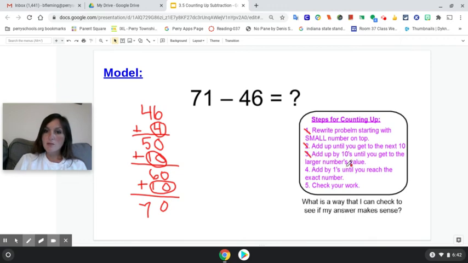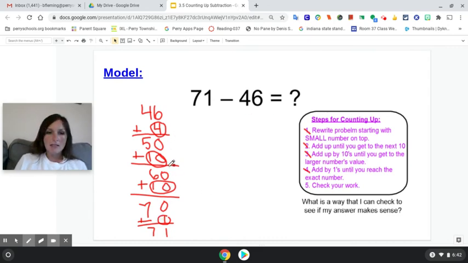Well, the fourth step here says add by ones until you reach that exact number. So how would I get from 70 to 71? Well, there's 70, 71. So I just had to count by one more. So I'm going to go ahead and circle that. Now I've done all of these steps. And something that I left over here in our steps is to go back and add all of the numbers that I added up, that I counted up by.